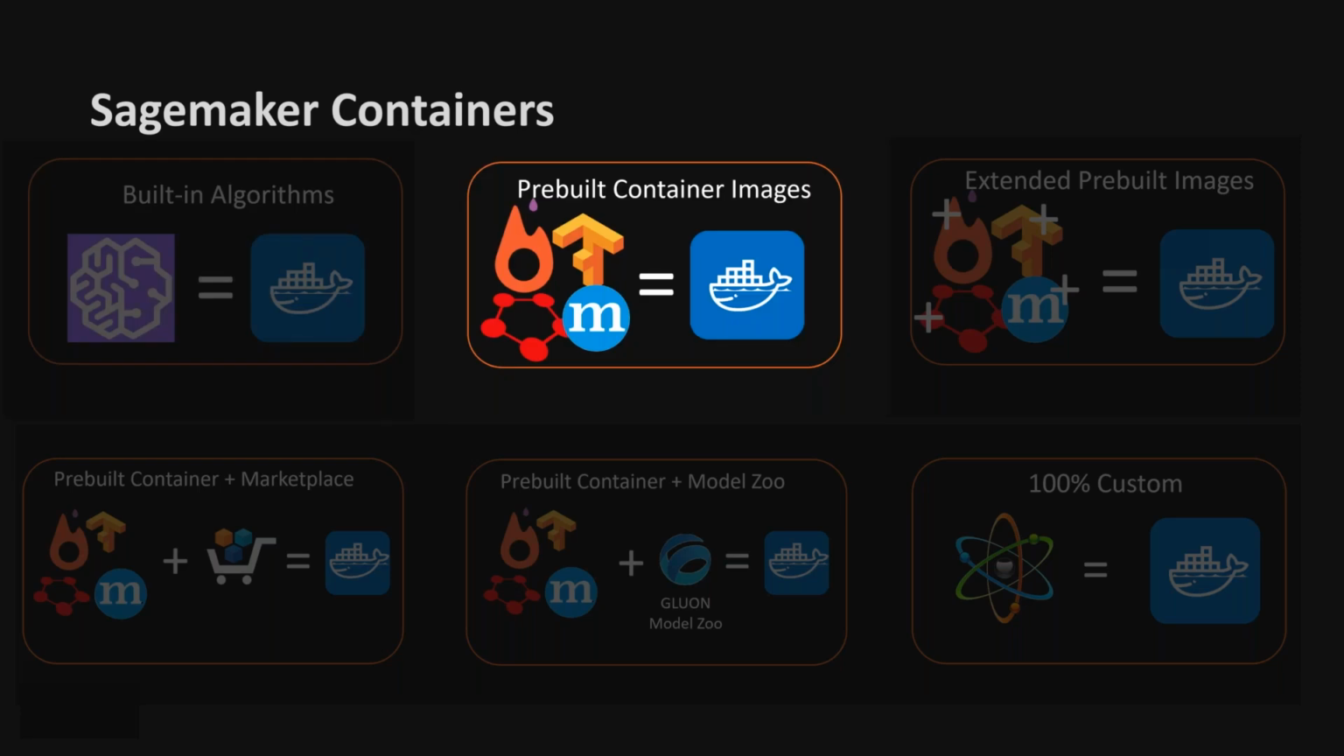Now we've recently launched pre-built container images that don't contain models, but they contain the frameworks. It's sometimes not a trivial task to Dockerize a framework. So we have containers for PyTorch, for TensorFlow, for Chainer, for MXNet, and they're ready for you to use to train your custom model if our built-in algorithms don't solve your business need.